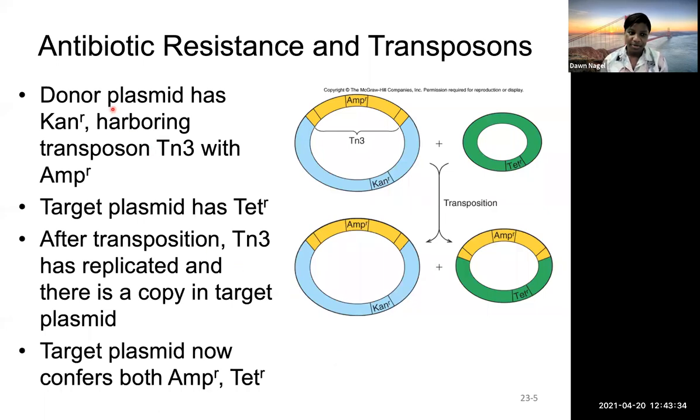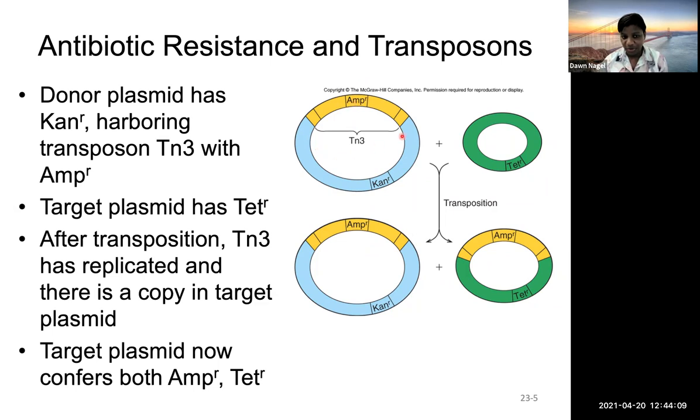So we know that bacterial plasmids require different types of antibiotic resistance genes. Some of these can be engineered for cloning purposes, but in general, they can acquire them by the use of these transposable elements. So imagine that you have a donor plasmid that has kanamycin resistance. You have a transposable element, which is called Tn3. And this transposable element contains an antibiotic resistance gene, ampicillin.